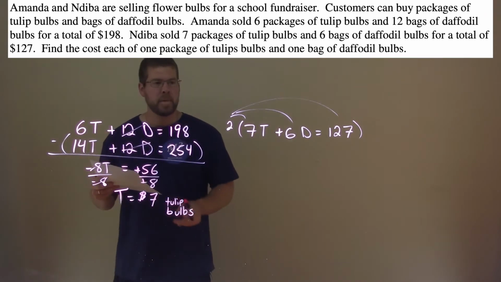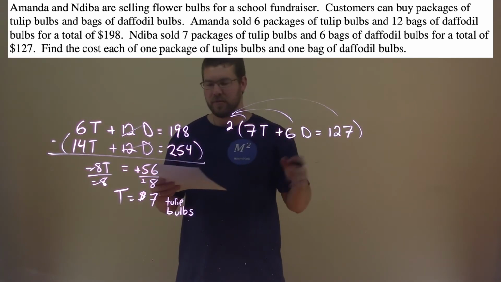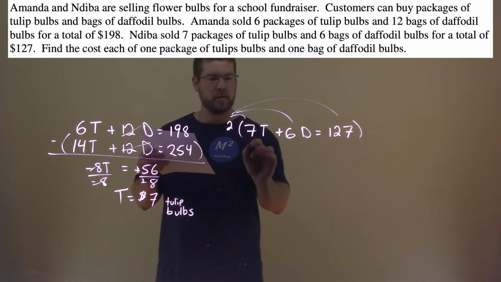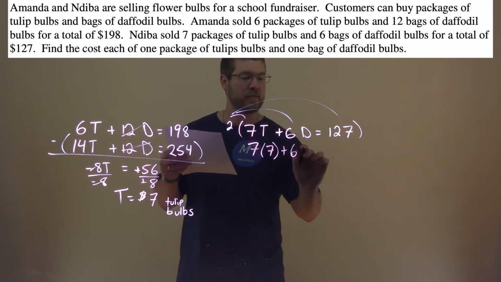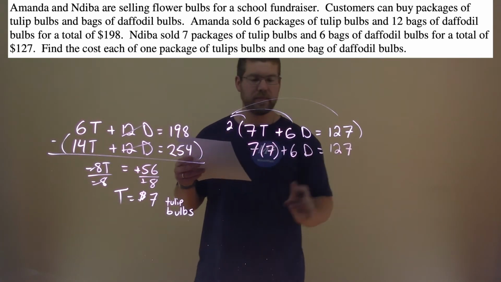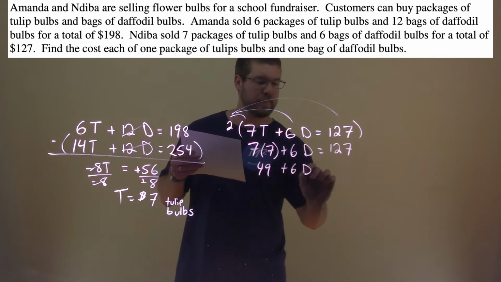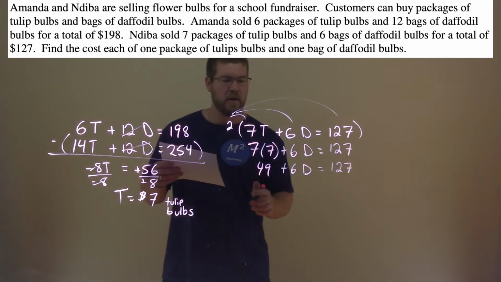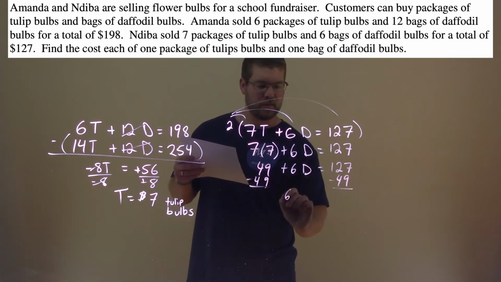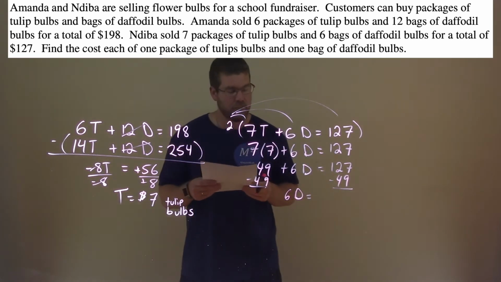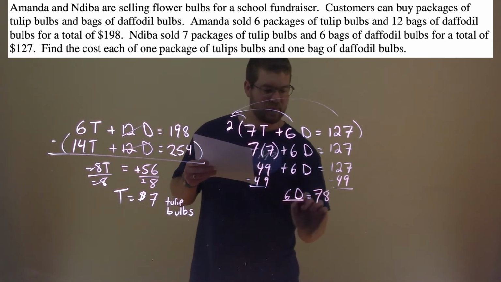Alright? So now we're going to take that information and plug it into this equation, and I'm going to do it without the multiplication of 2 because I think it's just easier. So we have 7 times the price of a tulip, which is 7, plus 6d equals 127. 7 times 7 is 49, plus 6d equals 127. Well, subtract 49 from both sides. 6d equals 127 minus 49. Well, that comes out to be 78. Divide both sides by 6.